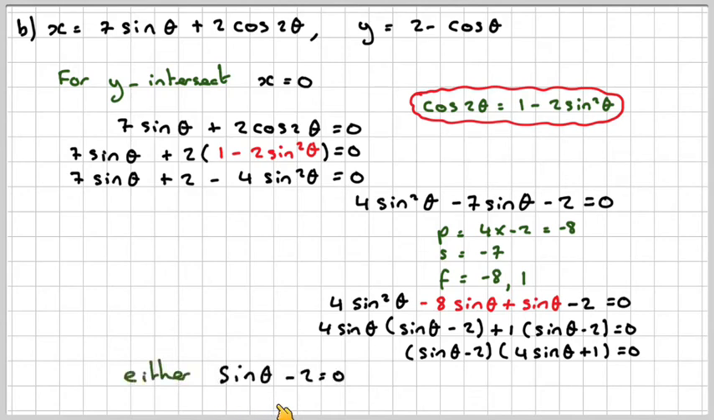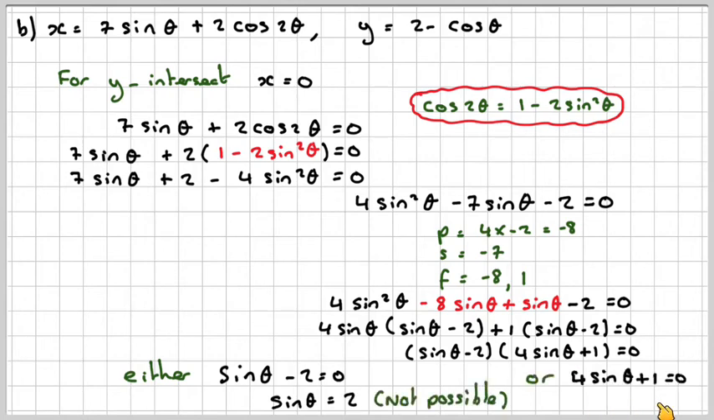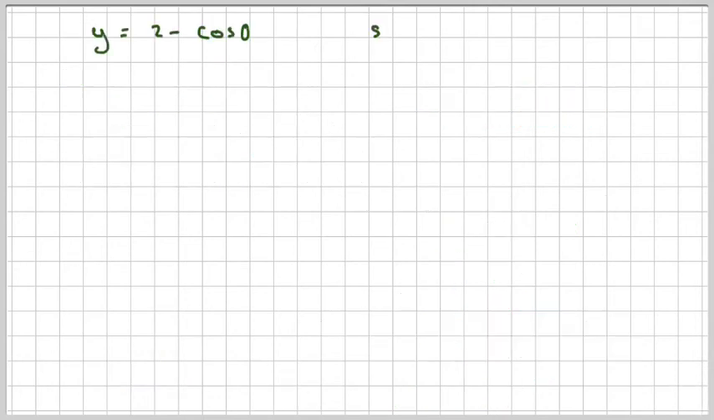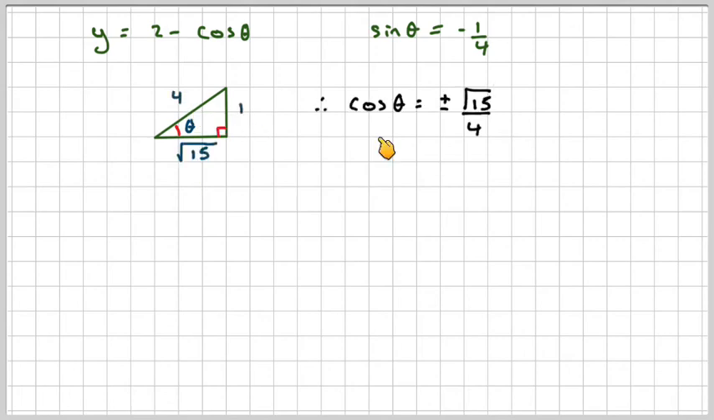So either sine theta minus 2 is equal to 0, which means that sine theta is equal to 2, which is just not possible, or 4 sine theta plus 1 is equal to 0, which gives you that sine theta is minus a quarter. Right, but we got that y is 2 minus cos theta. And that sine theta must be a quarter in magnitude, so we need a value for cos theta. So sine is opposite over hypotenuse, so I'm going to put 1 there and 4 there. Okay, and I'm going to get root 15. And cos theta will be plus or minus root 15 over 4.